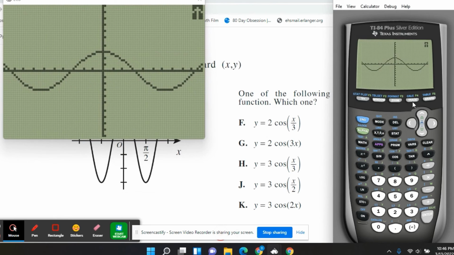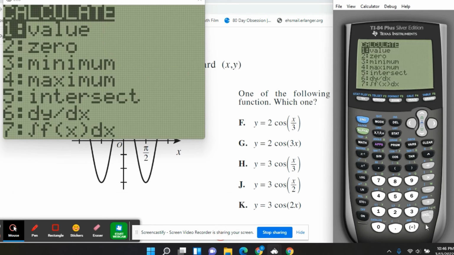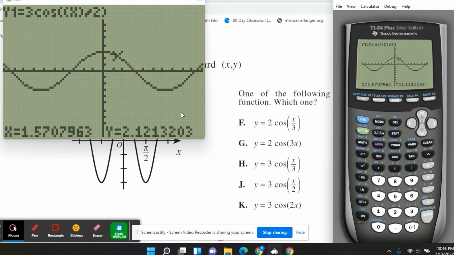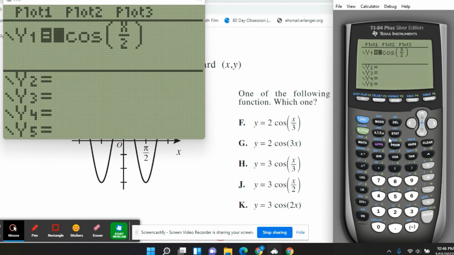So if I go to second, calculate, and then values. And the value I'm interested in is half pi. So I go pi divided by 2. So when I hit enter here, I'm going to get an answer over there. If it's the graph that I'm looking at, it should be negative 3, which you can see it's not. It's 2.12 and so on. So let's try K.